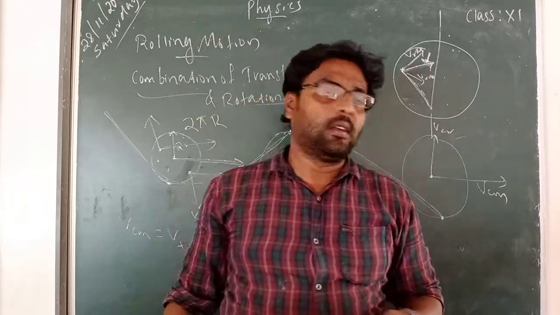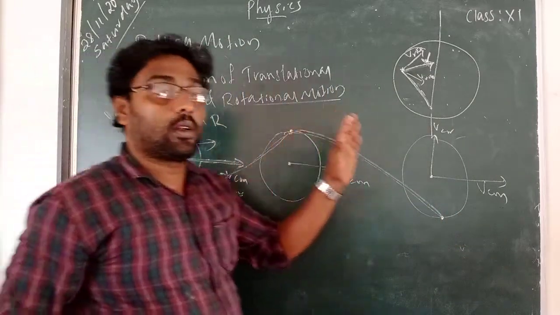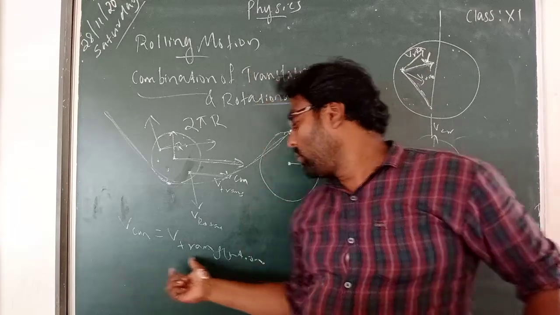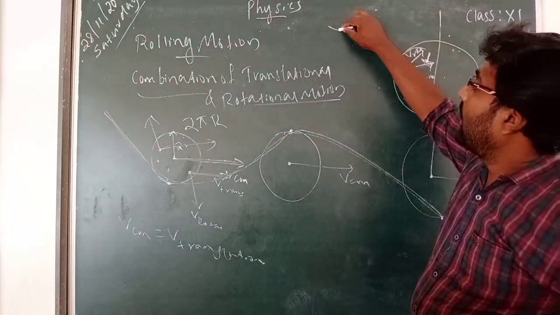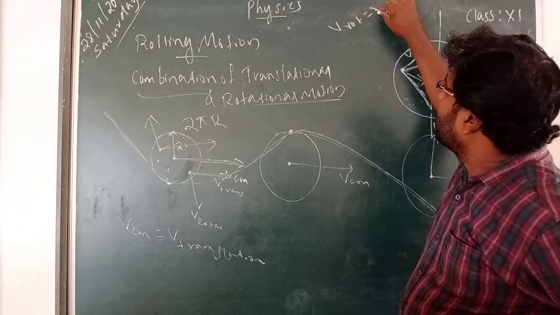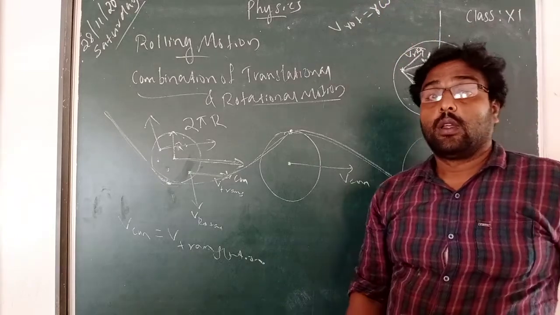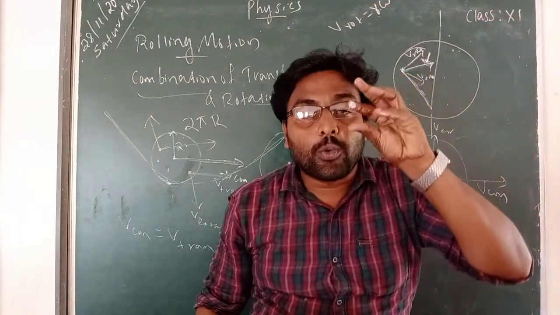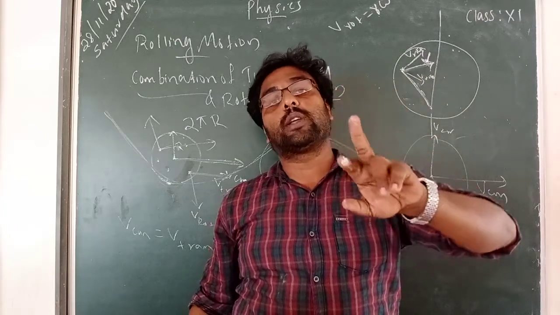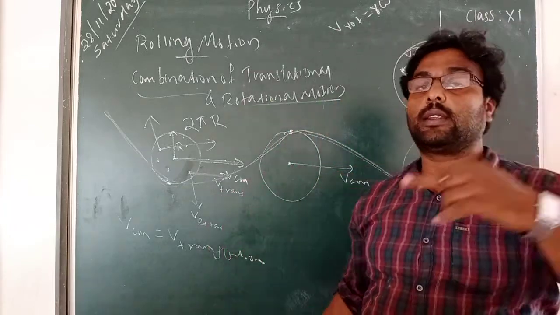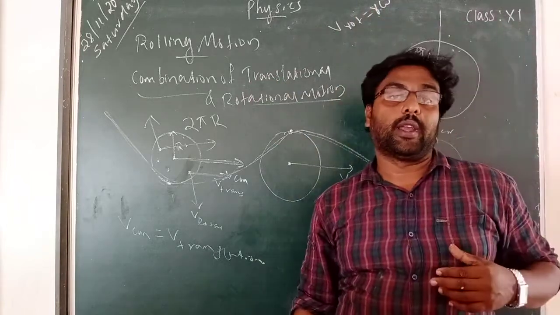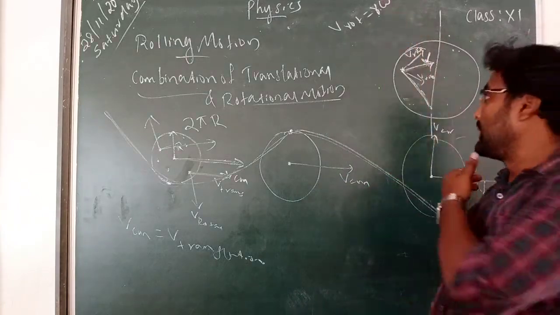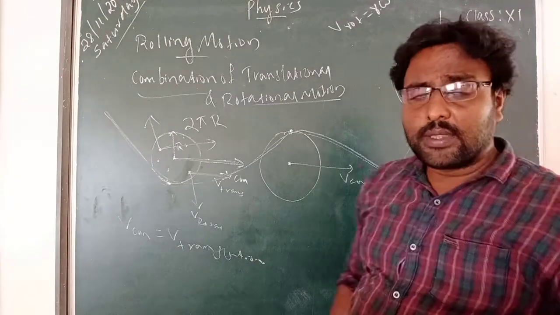Before also I told you the center of mass is moving in a straight line path. So VCM equal to V translational you can write, and V rotational is equal to R omega you can write. Because at the point of contact it possesses two motions, V rotational and V translational. The V rotational formula is R omega, where omega means angular velocity and R means the distance.